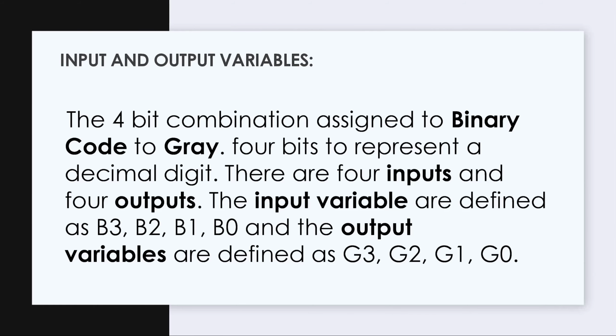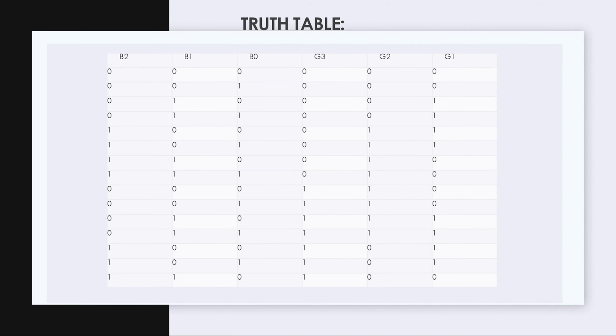Now we'll see the input and output variables of binary to gray code conversion. The 4-bit combination assigned to binary code to gray, 4 bits to represent a decimal digit. There are 4 inputs and 4 outputs. The input variables are defined as B3, B2, B1, B0, and the output variables are defined as G3, G2, G1, and G0. This is the truth table for that.